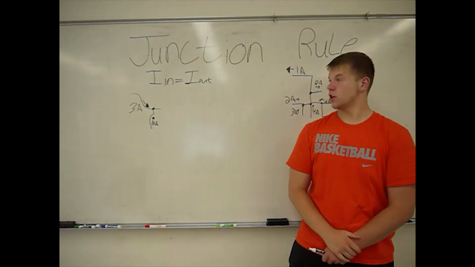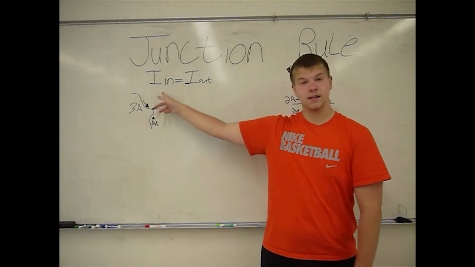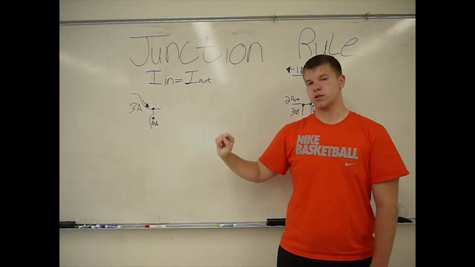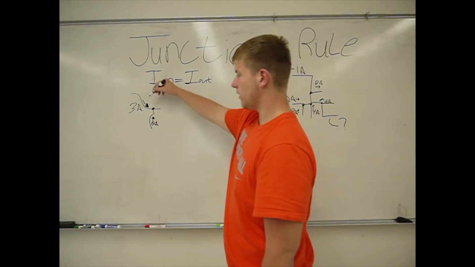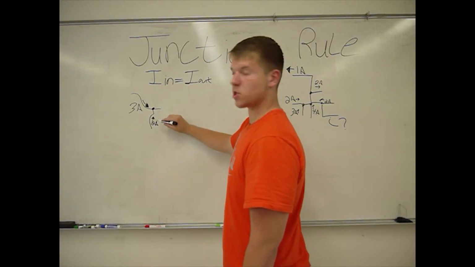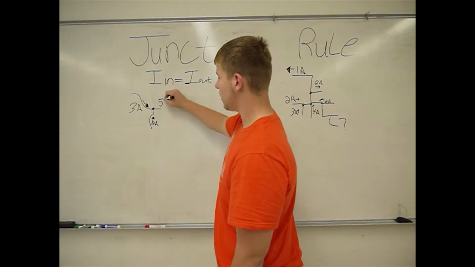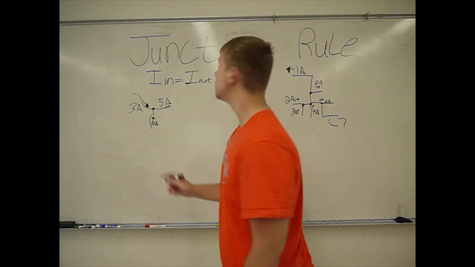Next, we're going to talk about the junction rule. Basically, in layman's terms, I in equals I out. So whatever current goes in through a point is the current that has to go out of the point. So if we look over here, we have 3 amps coming in from the left, and 2 amps coming out from the bottom. So you're going to get 5 amps exiting out of your system.